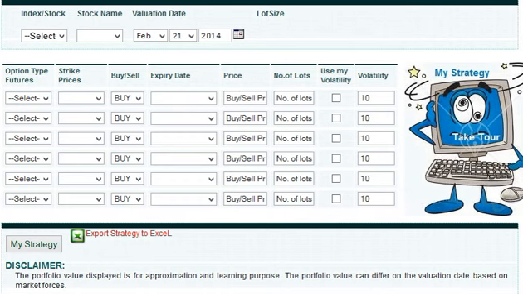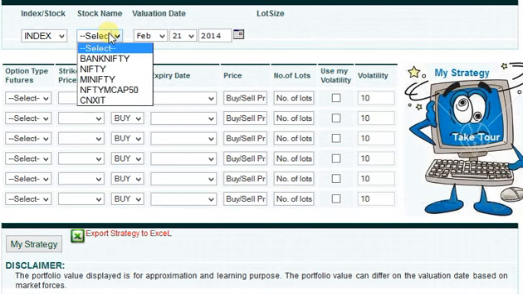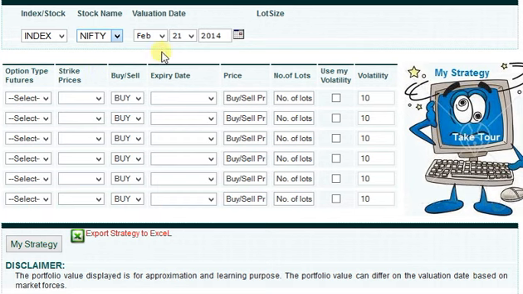Hi, in this video I am going to explain how we can use this website to create our own strategies using derivatives in Indian market. So I am going to start with one of the most popular traded index, that is Nifty. So I am going to select index over here. I am going to select Nifty and today is 21st of February.